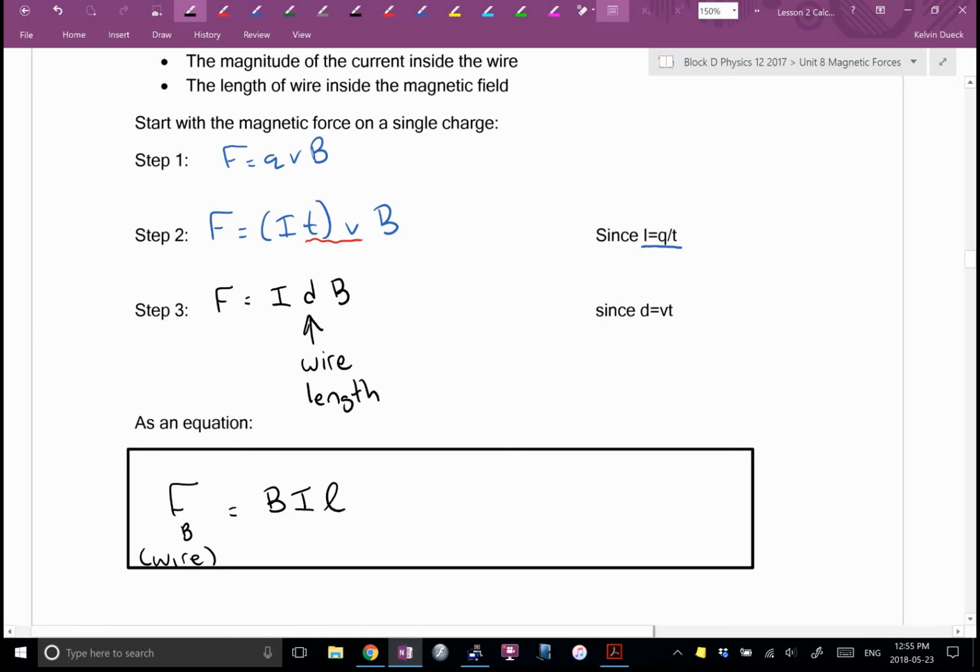Oh, same restriction as before, though. The magnetic field, the current, and the length of wire all have to be at right angles to each other so your right-hand rule works.